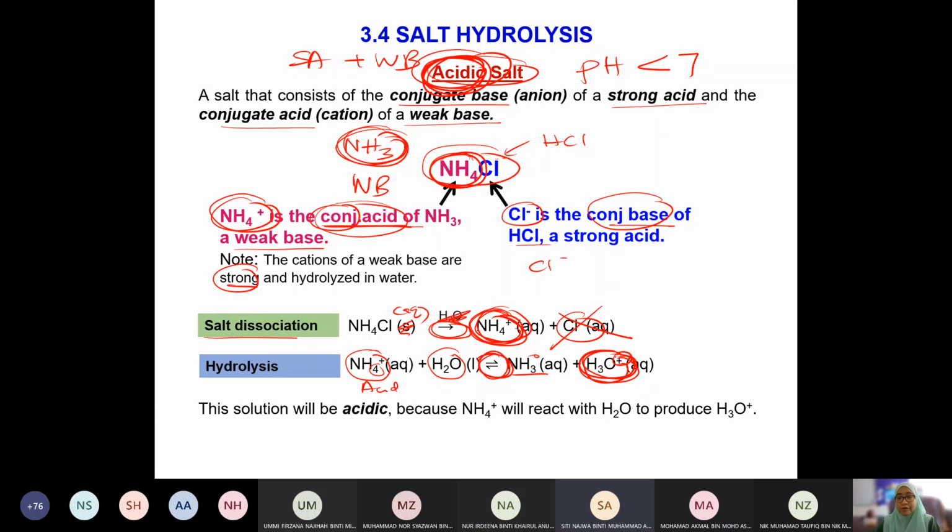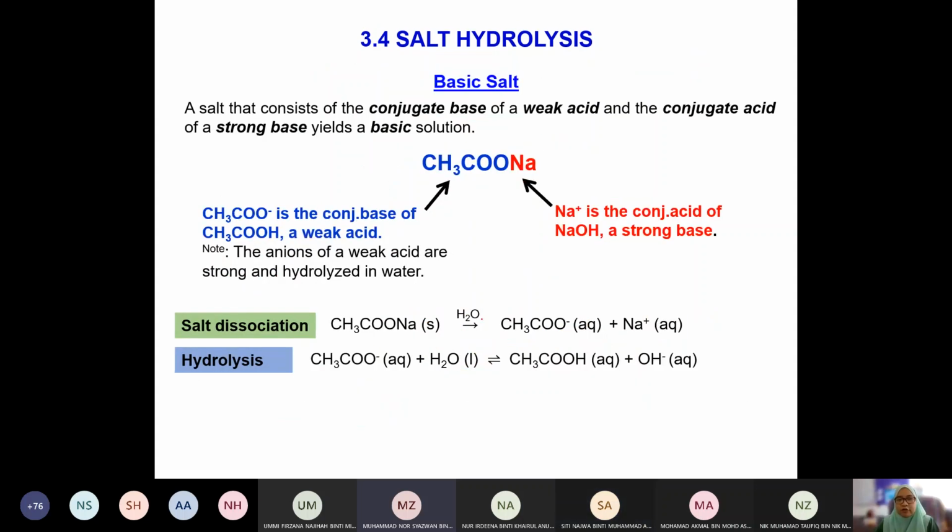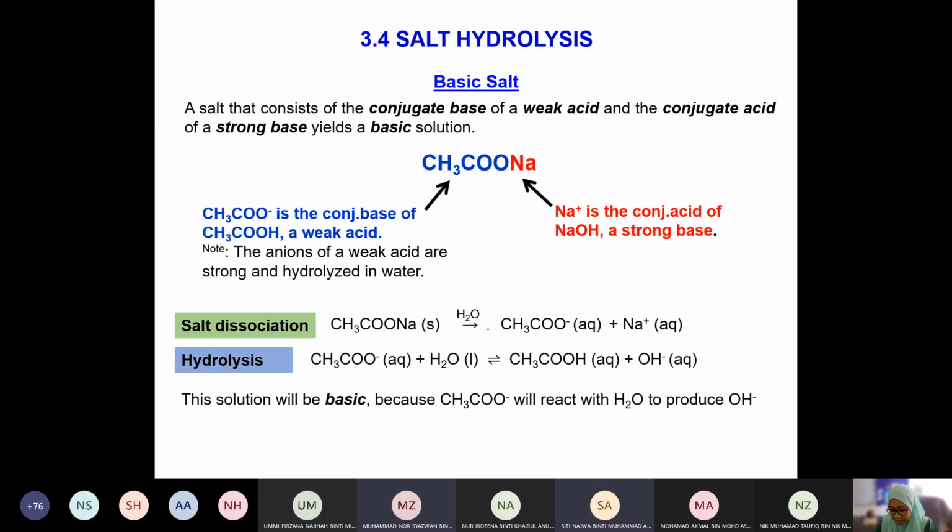Based on this equation, it is proven that the solution is an acidic solution, based on this H3O plus. So this is how you should prove the characteristic of the salt. If you understand this one, the rest should be easier. It's the same understanding we apply for basic salt.